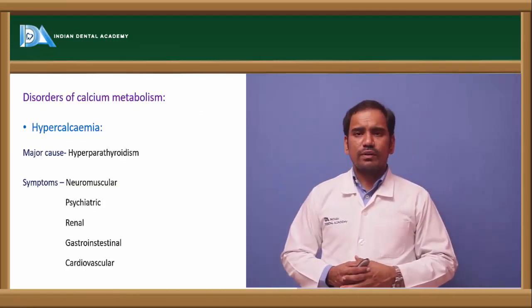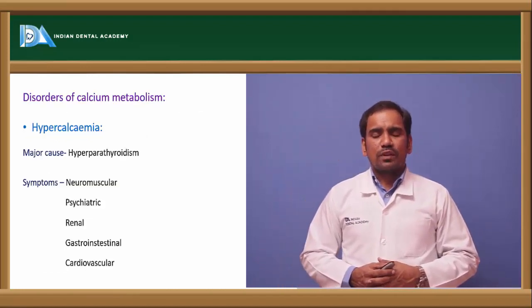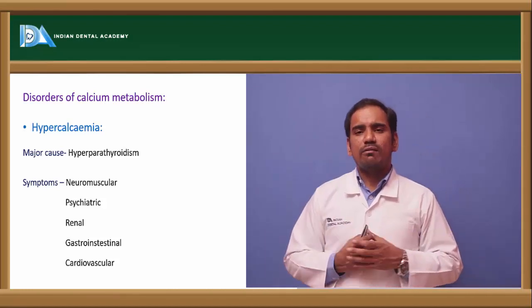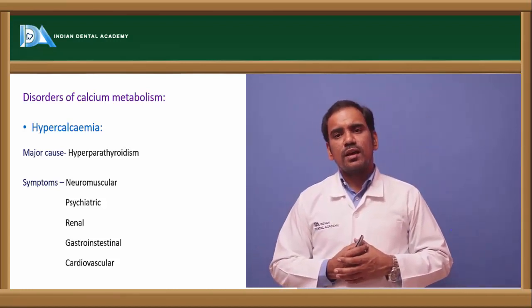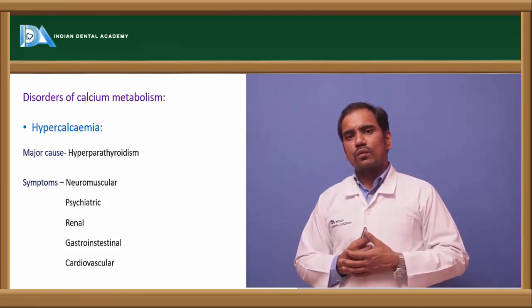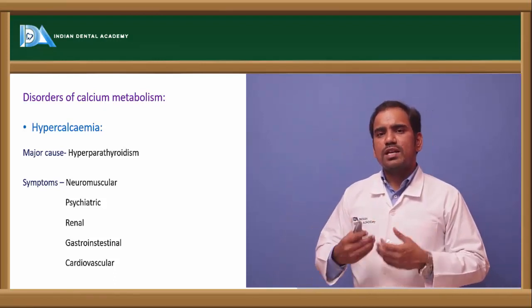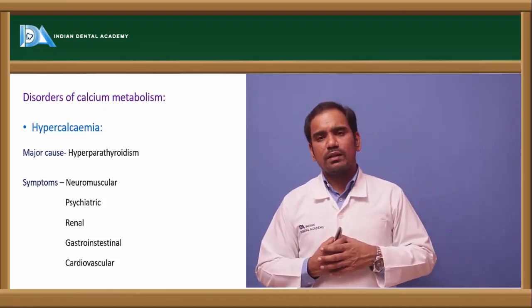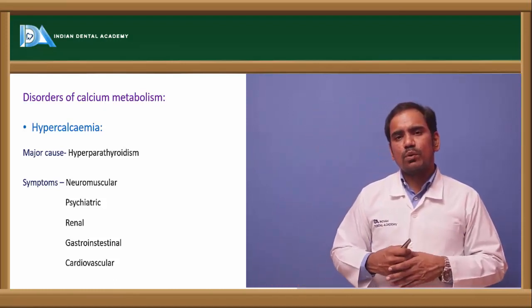So, disorders of calcium. Whenever the calcium level is more than 11 milligrams per deciliter, we call it hypercalcemia. Whenever it is less than 9 milligrams per deciliter, we call it hypocalcemia. Generally, when it is less than 8.5 milligrams per deciliter, we call it hypocalcemia.